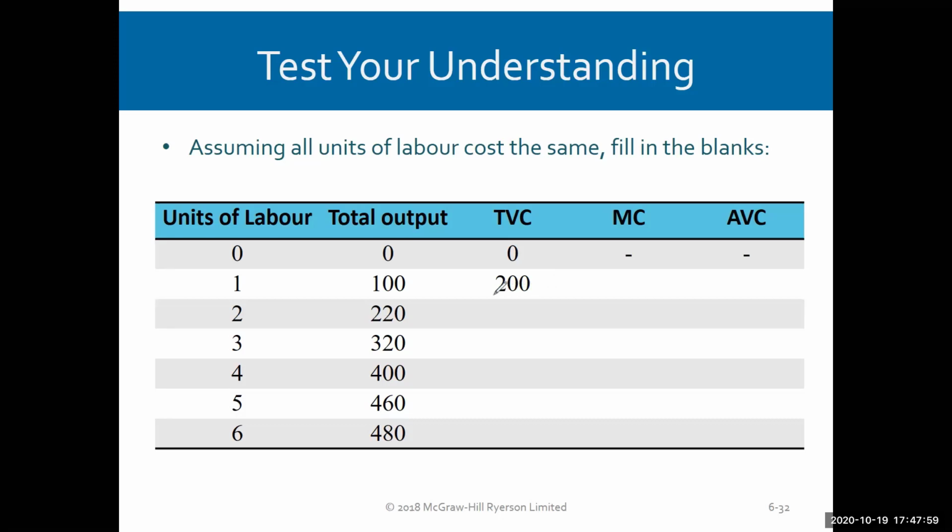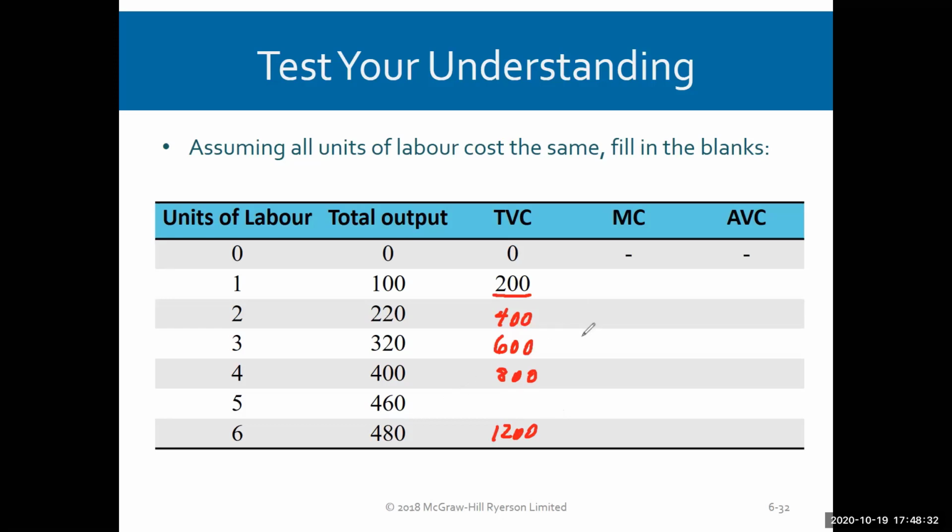Hopefully you're thinking, well, 1 unit of labor and the total variable cost jumps to 200. So that's what the 1 unit of labor costs. So now I'm away to the races, so to speak. I know what to do. I can fill in the rest of the table. 2 units of labor, the total variable cost must be 400. 3 units of labor, it must be 600. Remember, 1 unit was 200. So 4 units is 800. All right, all the way down to 6 units times 2 would be 1200. That's what my total variable costs are.